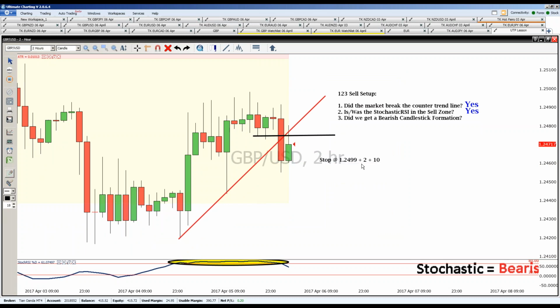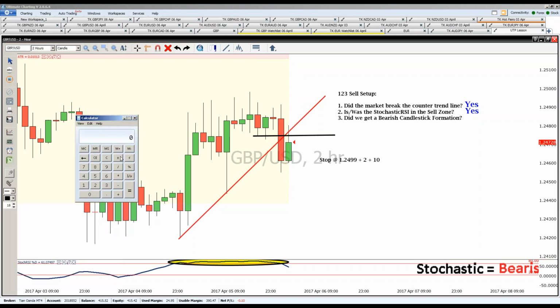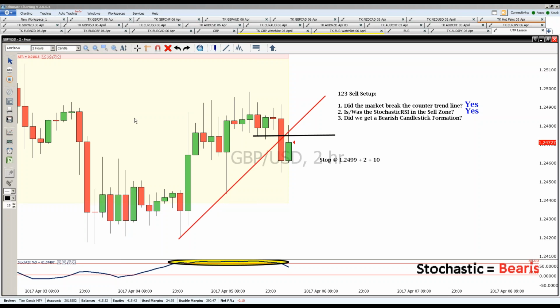So that means my stop is going to be 1.2499 plus 2 plus 10. 2499 plus 2 plus 10 is 2511. So my stop needs to be 2511. Does that make sense? I'm trying to explain it the best way I can, so let me know if there's anything that's unclear.